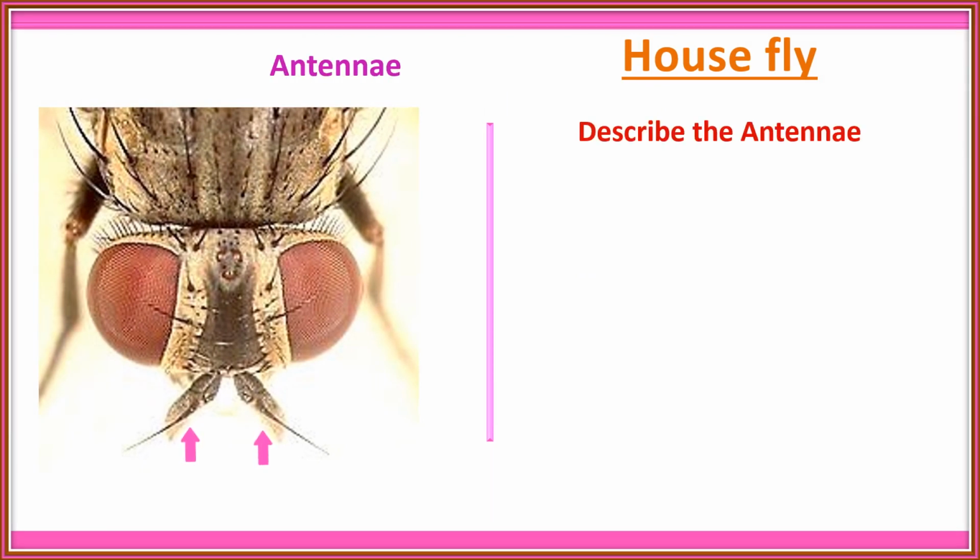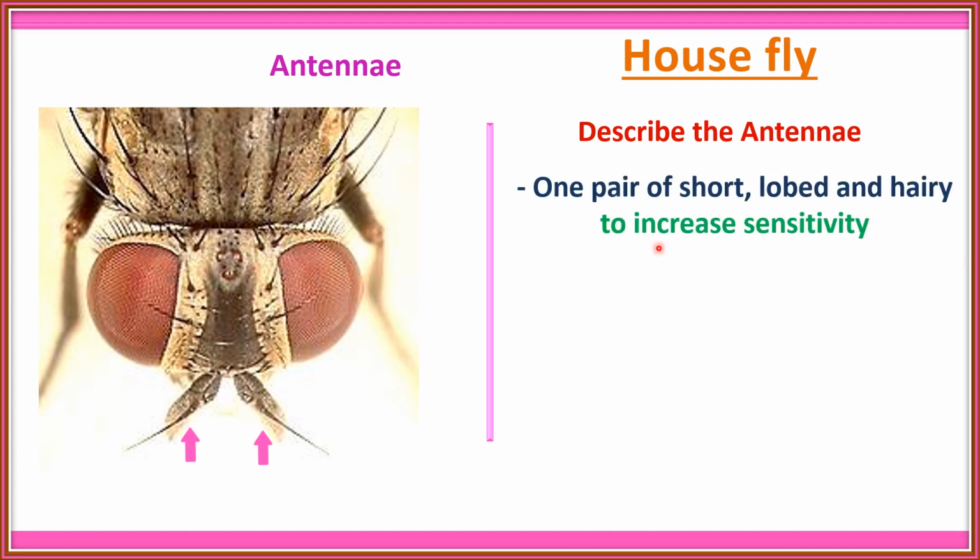Describe the antenna. You have the antennae here. One pair, short, lobed and hairy. They are short, lobed and hairy to increase sensitivity. Jointed for flexibility.